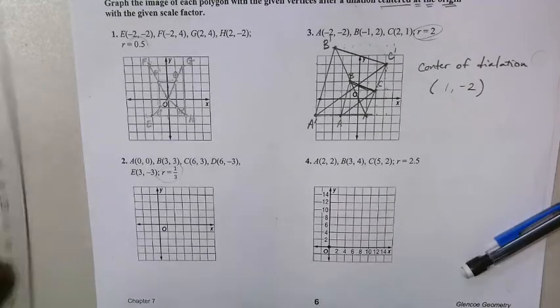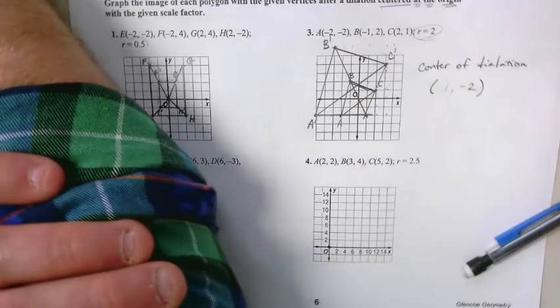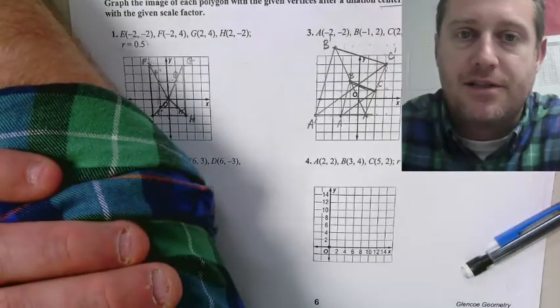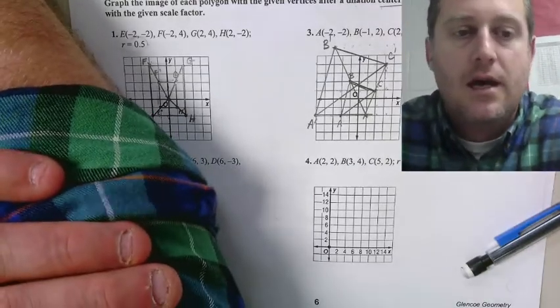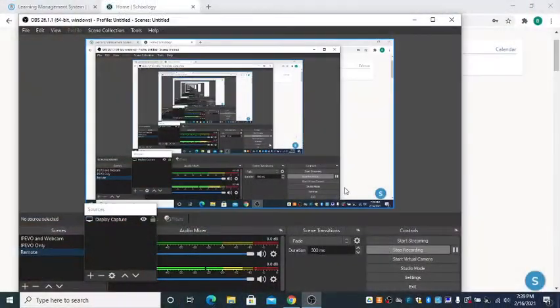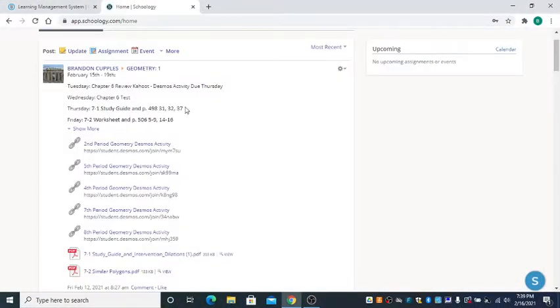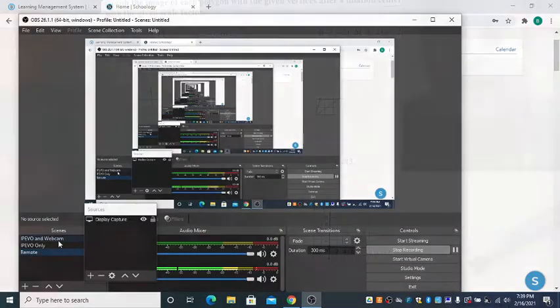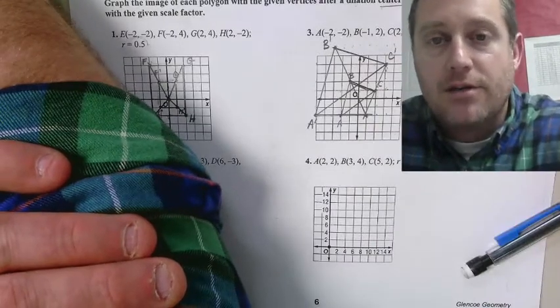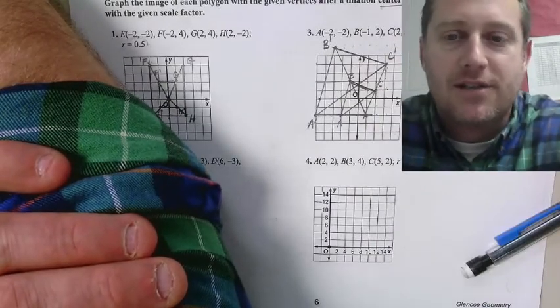So here's what I want you to do to finish up. I want you to go ahead and finish up the last two graphs here, numbers 3 and 4. Okay? And then what I want you to do next is if you go to Schoology, you also have 3 questions from 498, 31, 32, and 37. Now my guess is that those are probably graphing problems. So you want to go ahead and graph those out for me. And then you're done. So you basically have 5 questions to finish up.